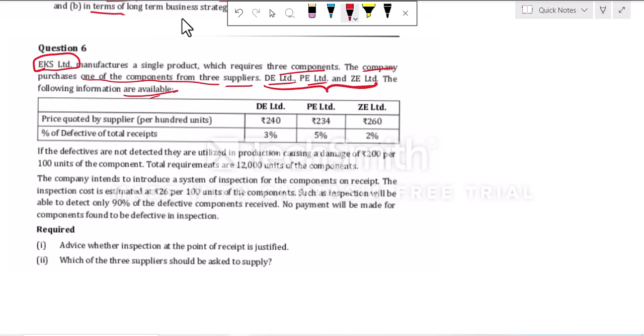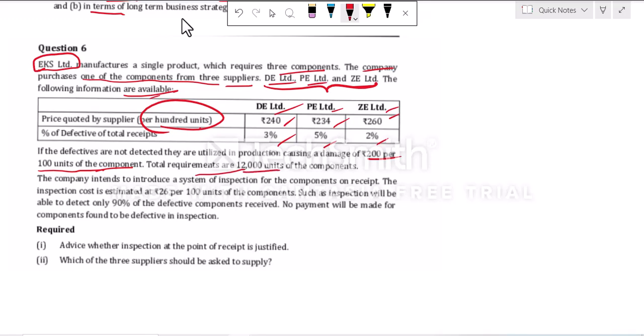That's the total story. The price quoted by each supplier per 100 units is 240, 234 and 260. But the percentage of defects, if the purchase is from DE Limited is 3%, for PE Limited is 5%, ZD Limited is 2%. The defectives are not detected. If defectives are not detected, they are utilized in production, causing a damage of 200 per 100 units of component. Okay, 200 per 100 units of component. The total requirement is 12,000 units of components.